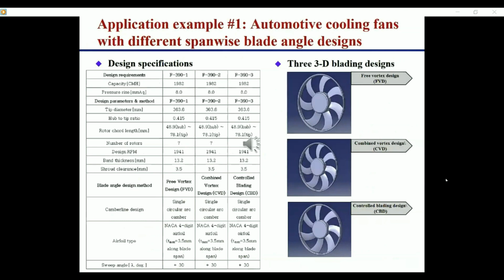This slide shows application examples of the FANDAS code. Three automotive cooling fans are designed by FVD, CVD, and CBD methods to construct a different blading design, as shown in right figures.